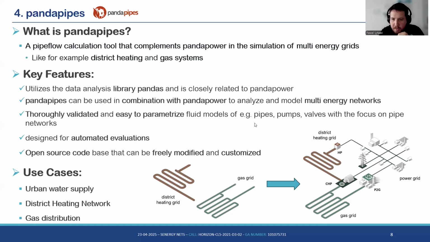The good thing in Panda Pipes is that you can combine it with Panda Power and simulate multi-energy networks. So if you have a distribution grid where you have an electricity side connected to a district heat network or a gas network, you can combine them all in one simulation in Panda Pipes. And the use cases where it's already shown its potential are basically urban water supply, district heating networks, gas distribution. And on the district heating network and the potentials there, I think Hyacinthe will also talk a bit about that later.